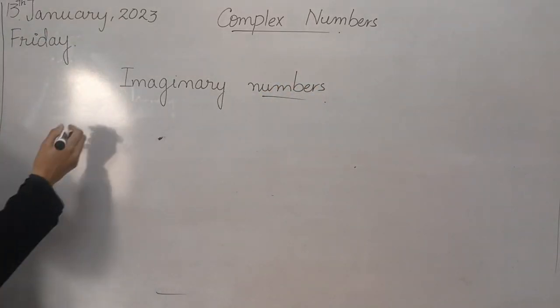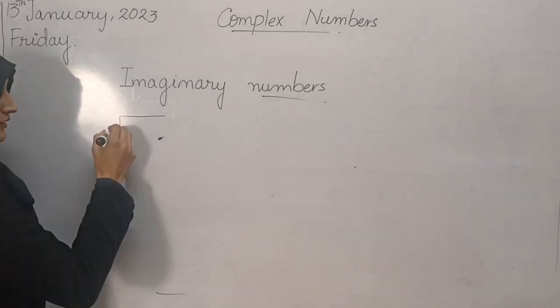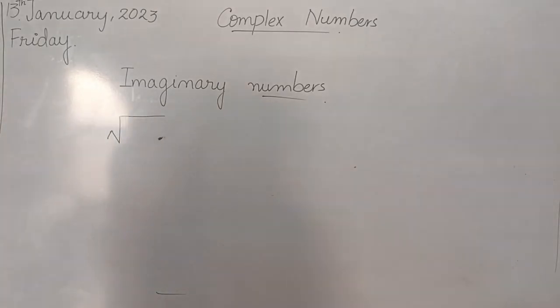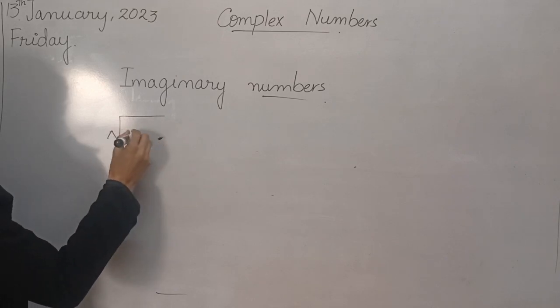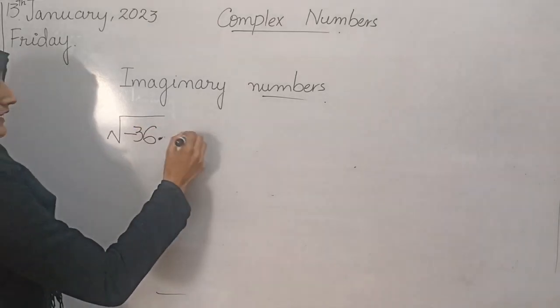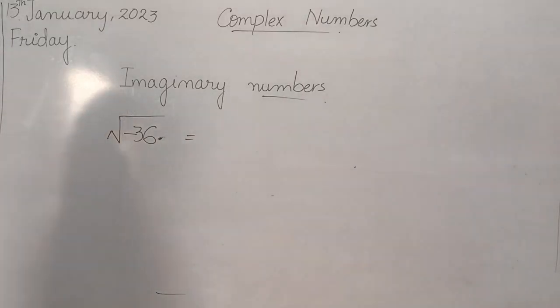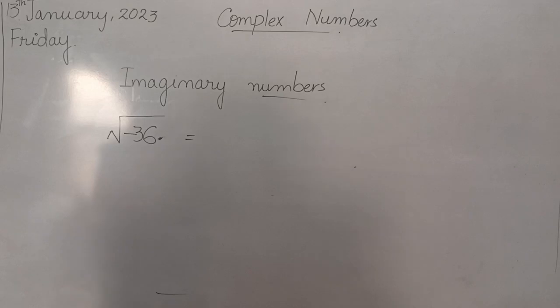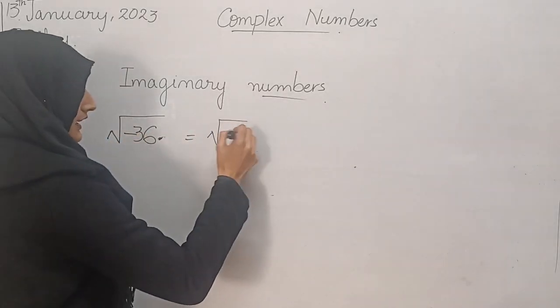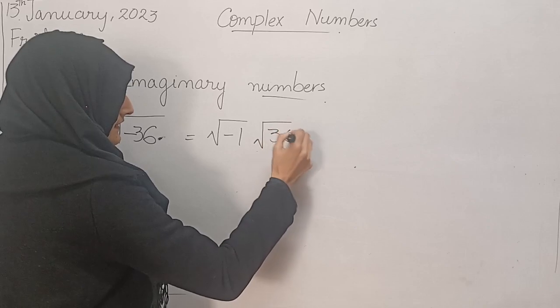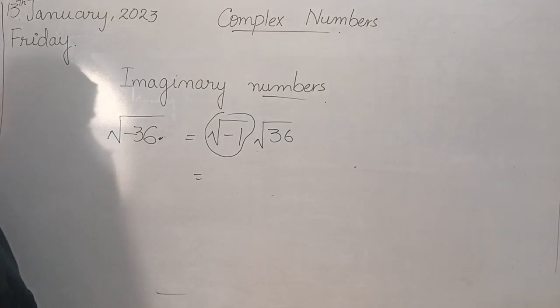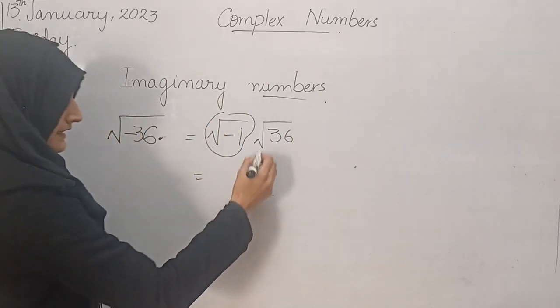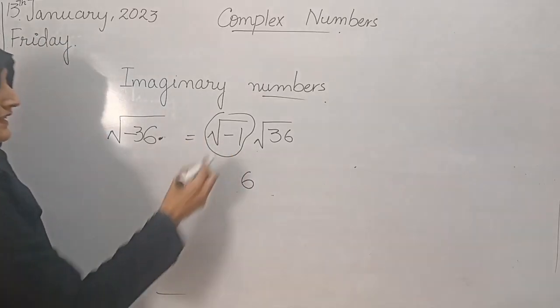Yes, there are some numbers whose square root does not exist. For example, the square root of negative numbers does not exist. For example, if we have minus 36, its square root does not exist. But we can write it in the form of square root of minus 1 and square root of 36. Now, the square root of minus 1 is a negative number whose square root does not exist, but the square root of 36 is 6.